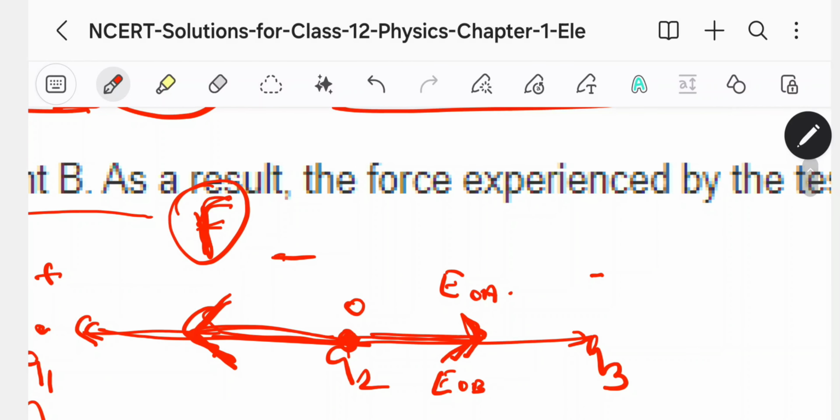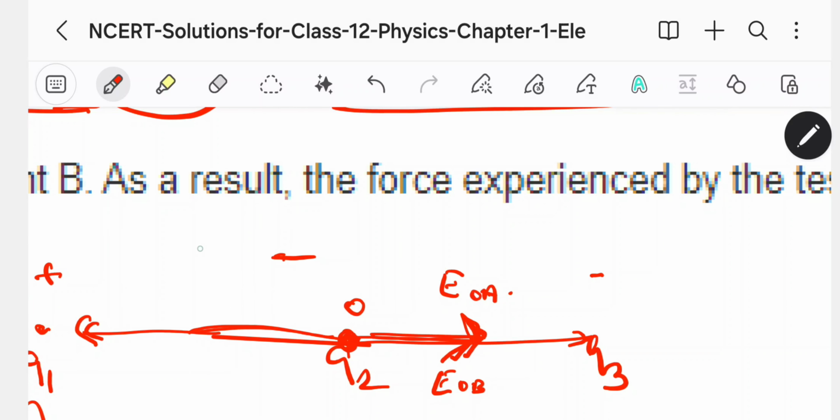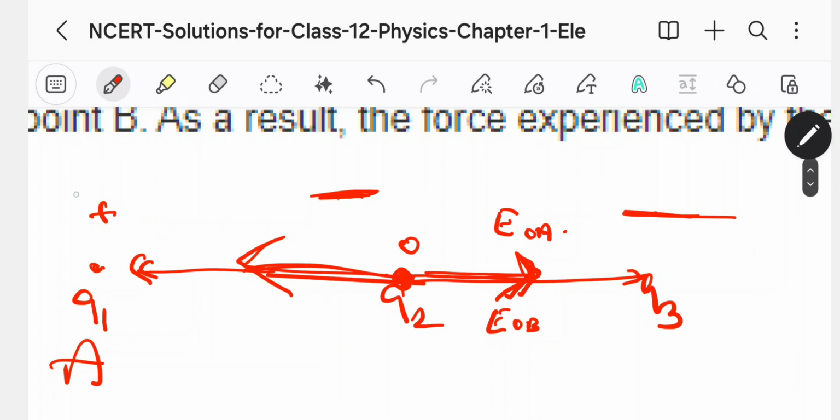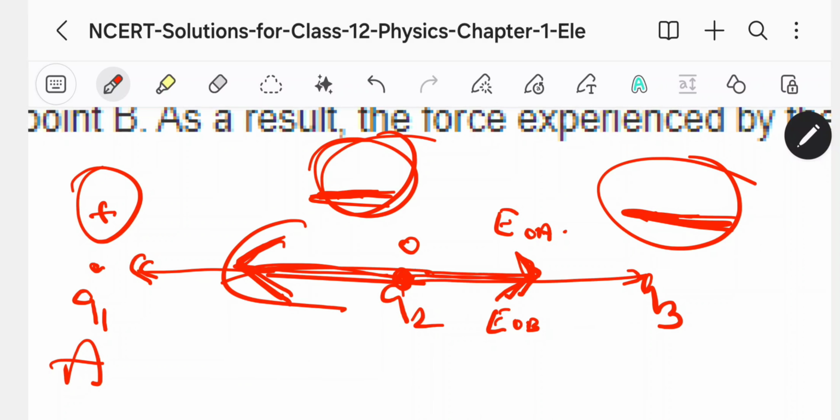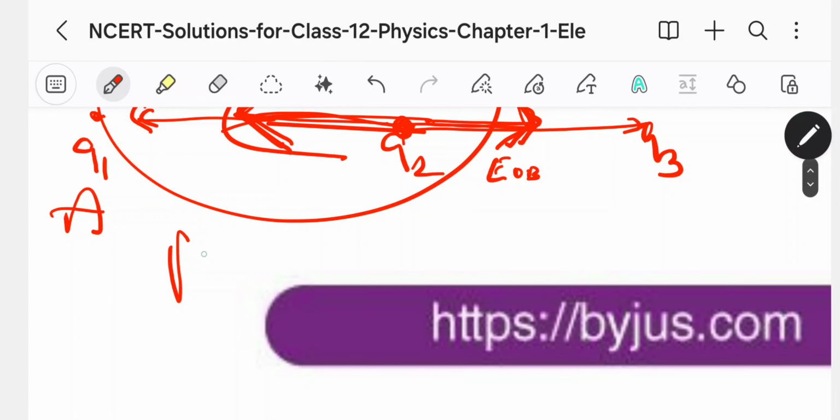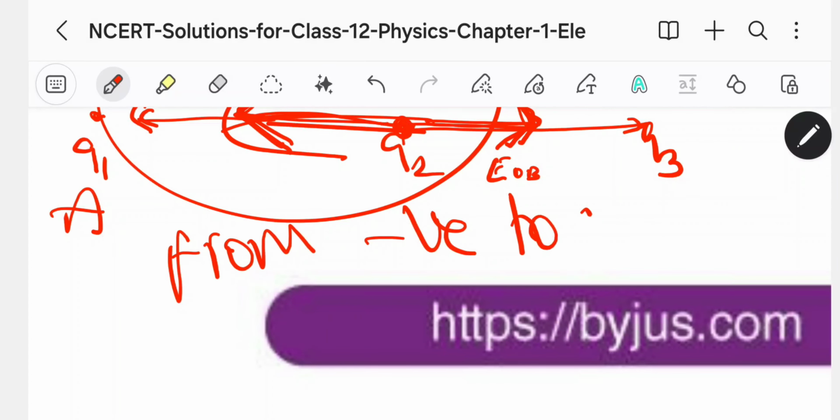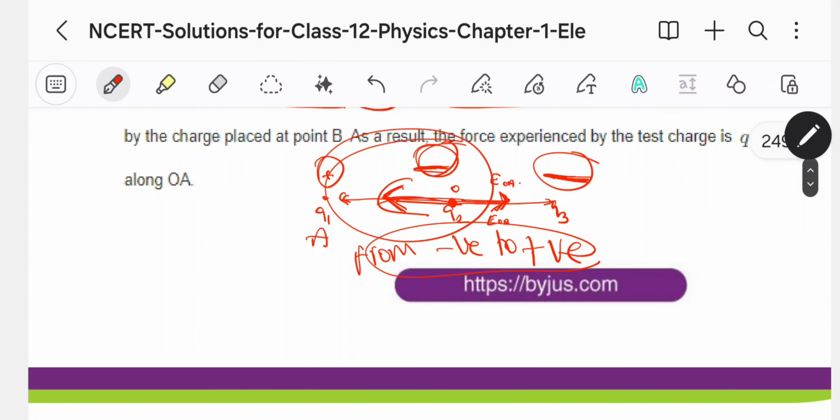See, it is force, right? To find the direction, why are we using negative to positive? Why is it not like this? Why is it only like that? So the direction I'll tell you. It's a force, so like charges will repel. This is minus, and this is also minus, so they won't attract, they will repel. So it will go over here, right? And these two will attract. So the direction will be from negative to positive. Alright, that's it. Along OA.